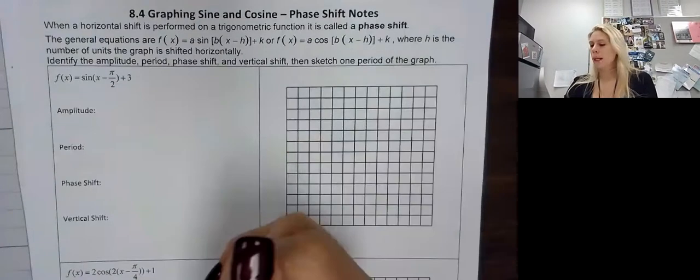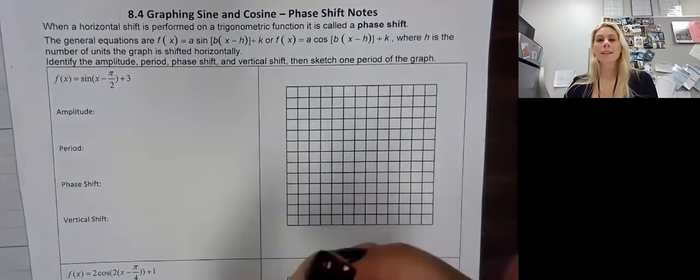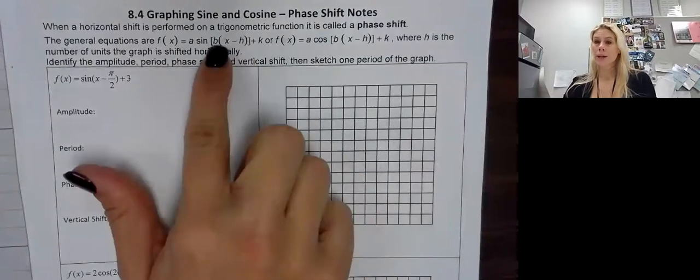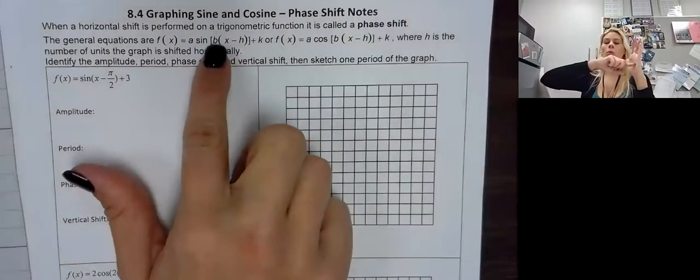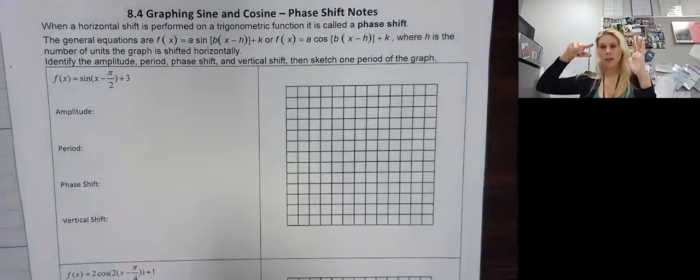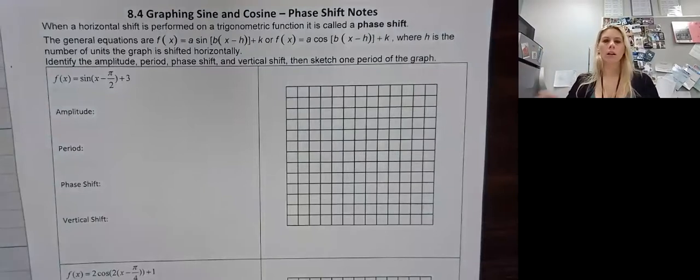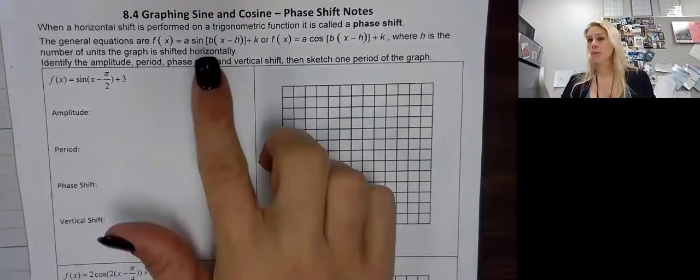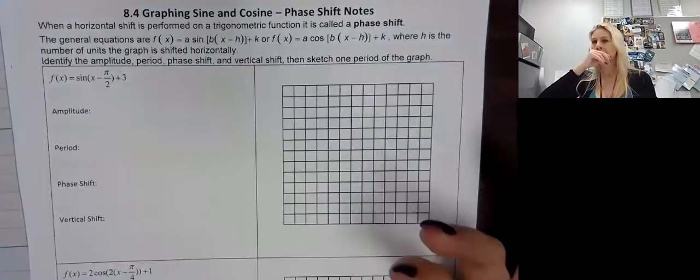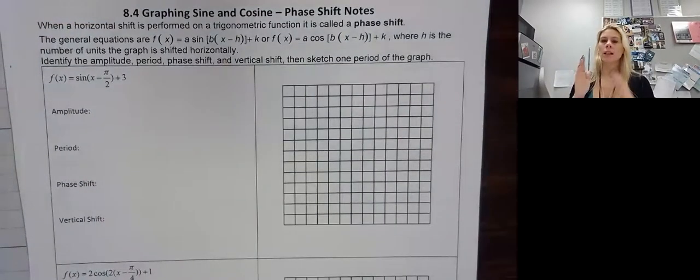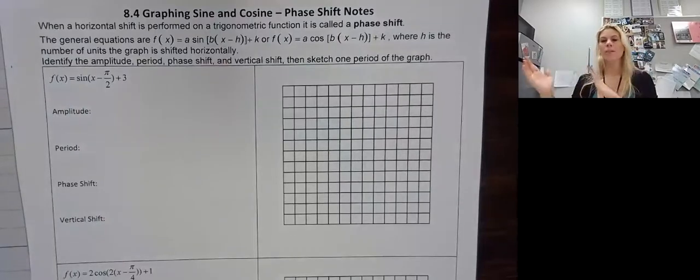Then we went through B. B helps us know our period. In other words, where our wave starts to repeat over and over, and that's how long it is. And then we did K, which was our vertical shift or midline, so how much it went up and down. So today what we're going to focus on is taking that and moving it left or right, doing that phase shift. So let's look at what we have here and begin.